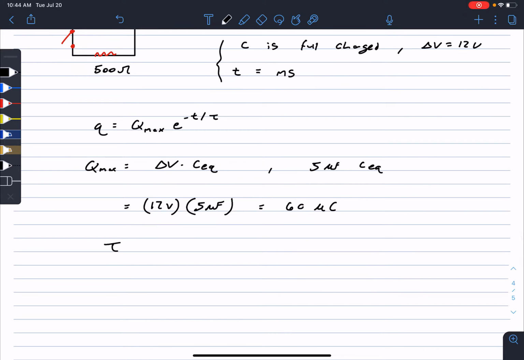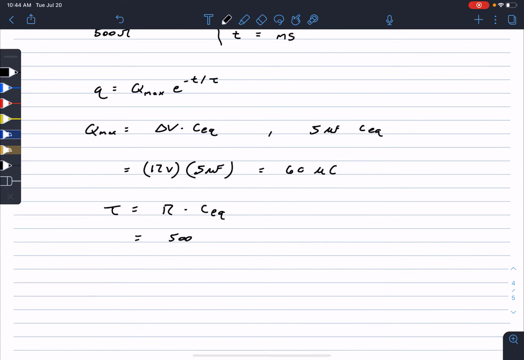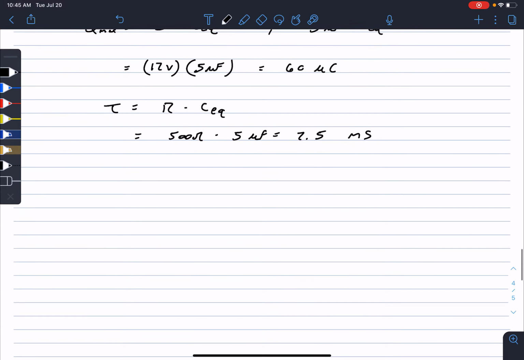Okay, tau, our time constant, is going to be R times C, which gives us 500 ohms times 5 microfarads, which gives us 2.5 milliseconds. Okay, good. We're doing great. So we found tau, we found Q max. Now, the system is going to discharge after the switch is closed. Let's write this fast, because I'm sure that's really exciting to watch me write stuff down.